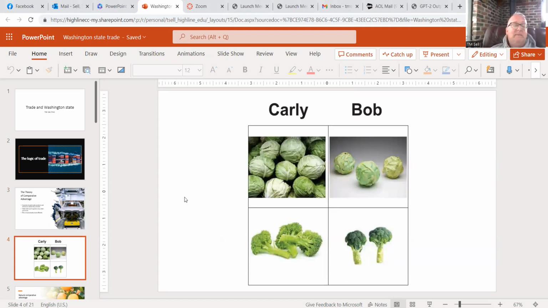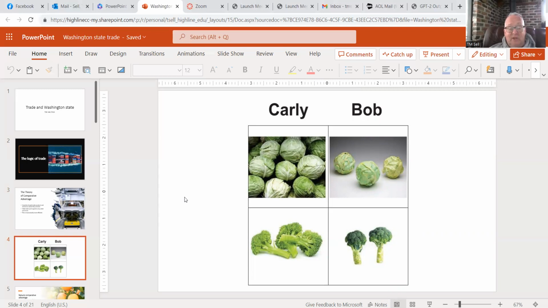We have an economy. It has two products, broccoli and cabbage, and we have two producers, Carly and Bob. Well, clever Carly can make seven cabbages, and in the same time she could make three broccoli. Now, if we look there, we can see Bob makes three cabbages or two broccoli in the same time. So Carly is said to have an absolute advantage in both products.